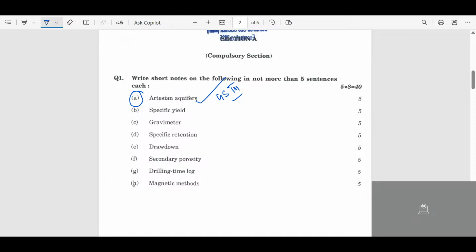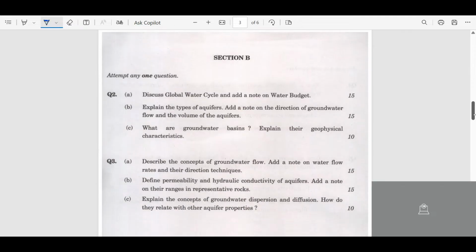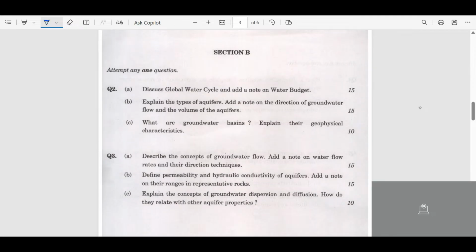But the magnetic methods are important if you have the physics optional paper. Some of the topics here are important for you if your optional subject is physics. Otherwise, for the GS general studies paper, these are not important. Most of the other questions are relevant even for the GS papers.